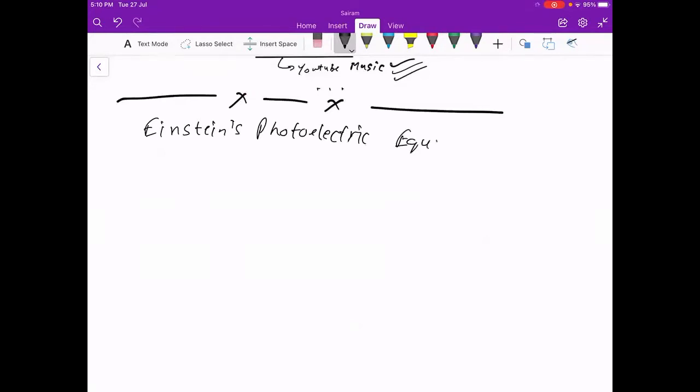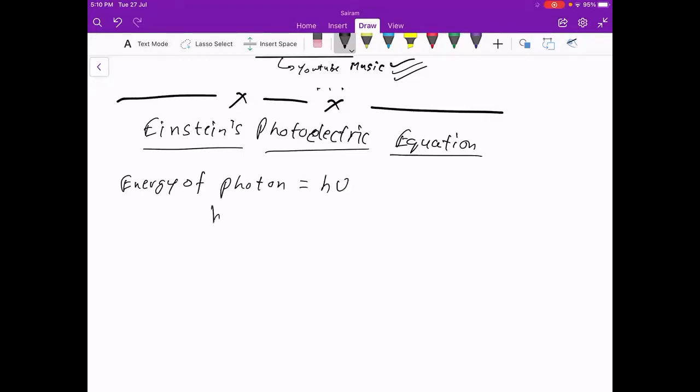So Einstein observed and theorized that the energy of a photon, that is a light particle, is equal to h nu, where h is Planck's constant. What is the value of Planck's constant? In SI units, Planck's constant h is equal to 6.63 into 10 to the power minus 34.